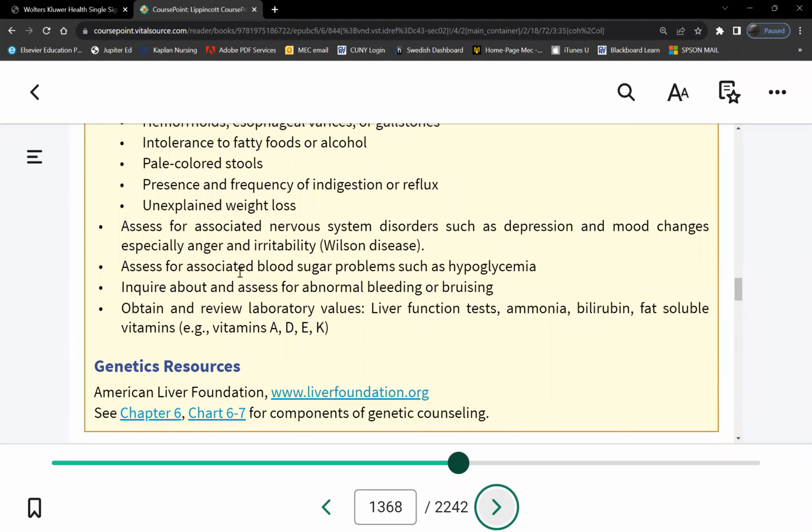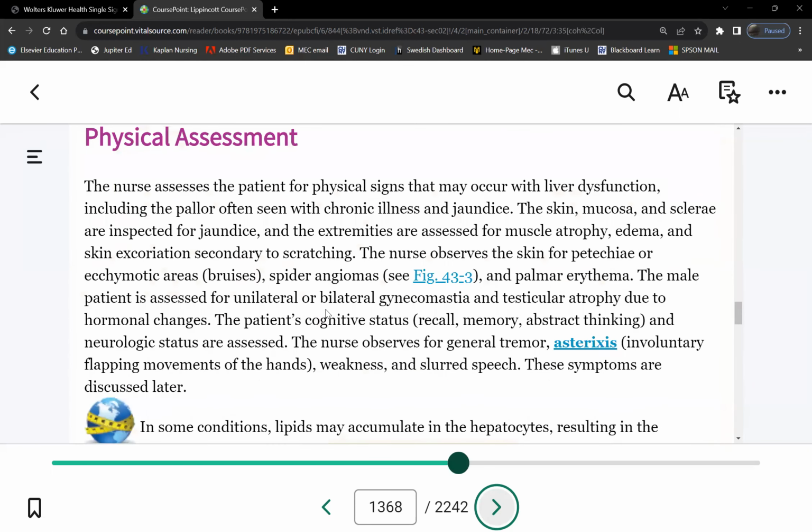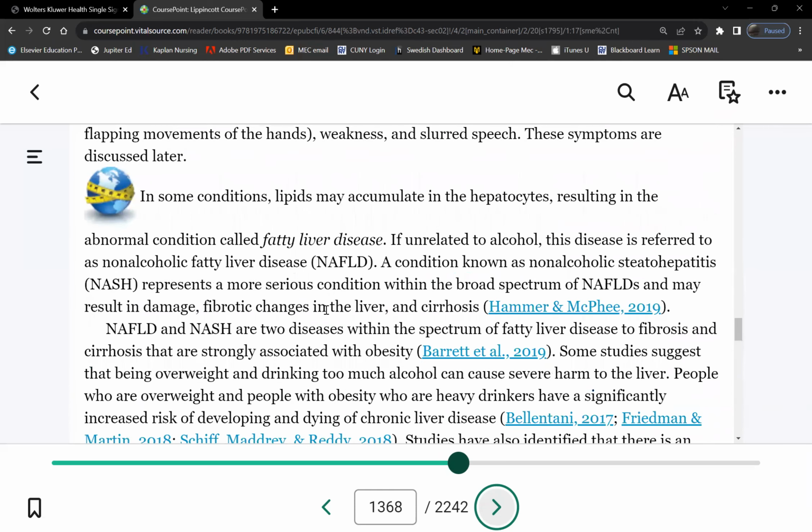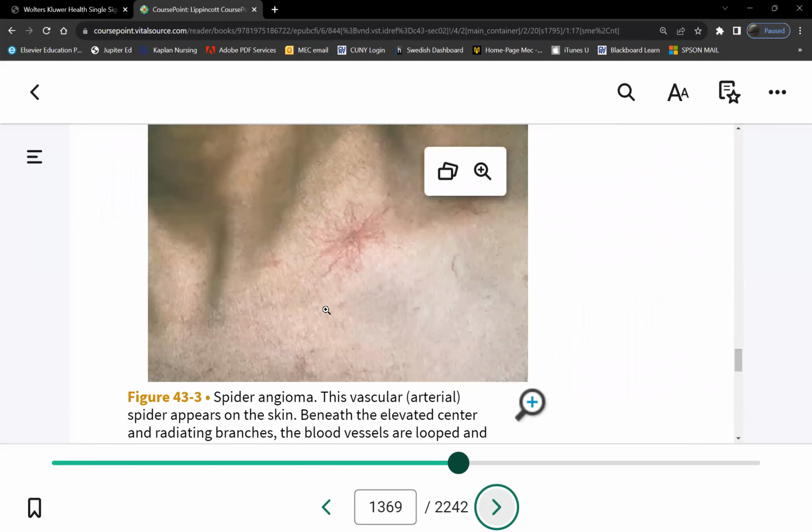And of course, the stool will be really smelly because there's fat in there. It can't absorb fat. So there's fat in the stool. They're very pasty, really nasty smelling. Plus, in the later stages, they'll also have fetor, hepatic fetor, meaning their breath smells like poop. Anyway, it should be written here somewhere.